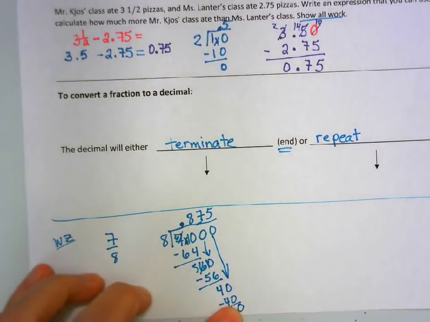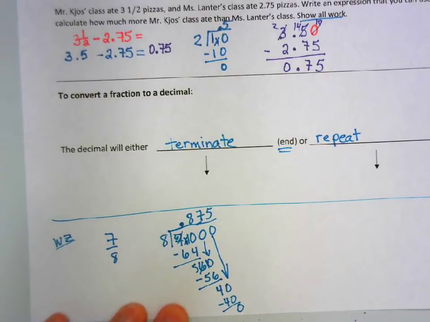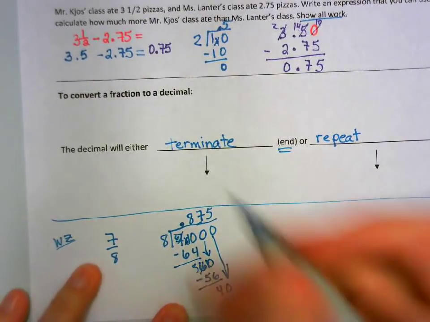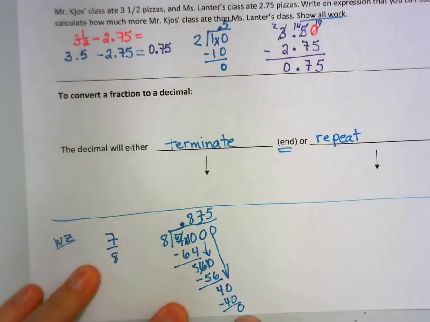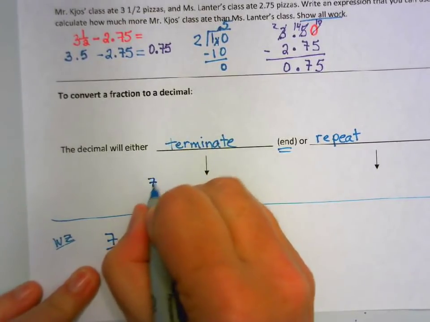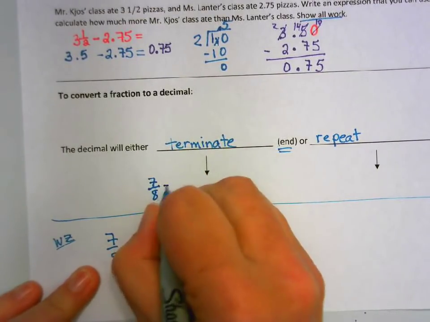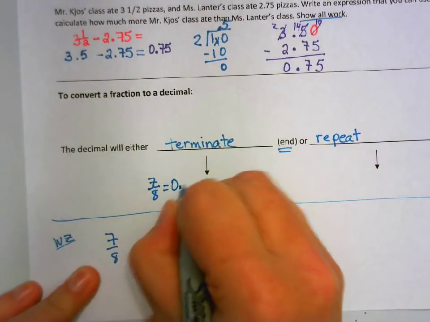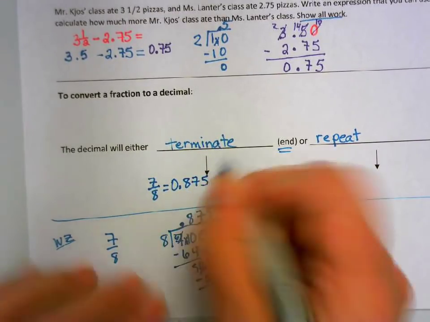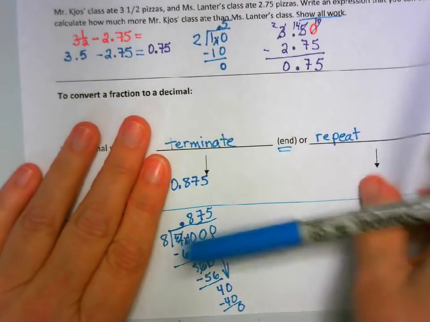Finally, if I get 0, then my answer terminates. So the fraction, since it terminates, the fraction 7/8, which is equal to 0.875, is a terminating decimal.